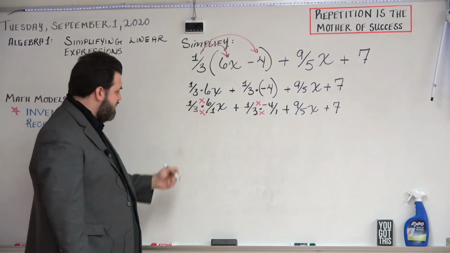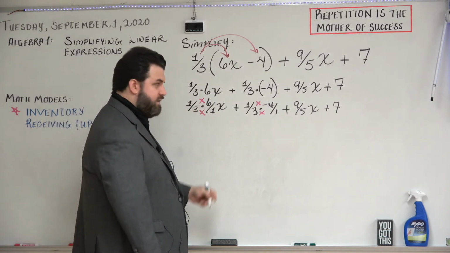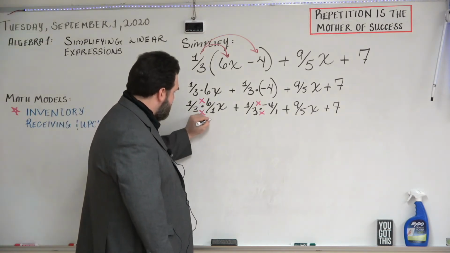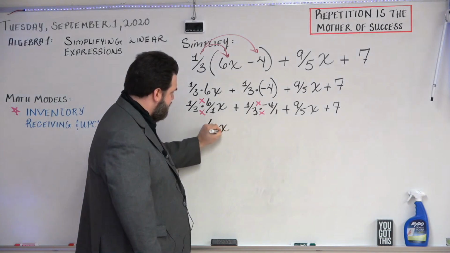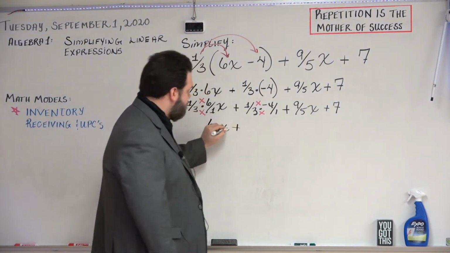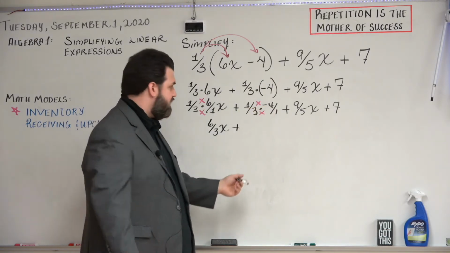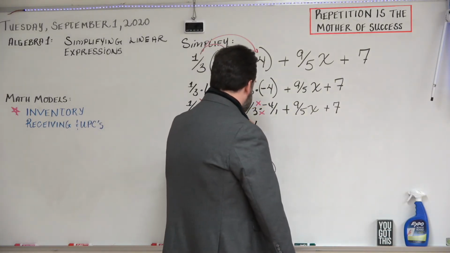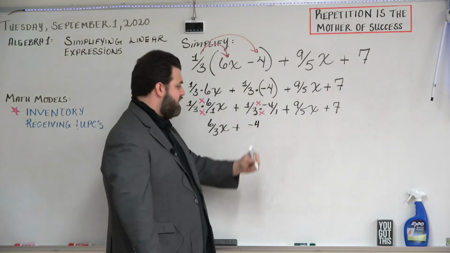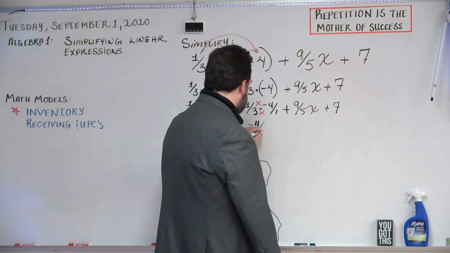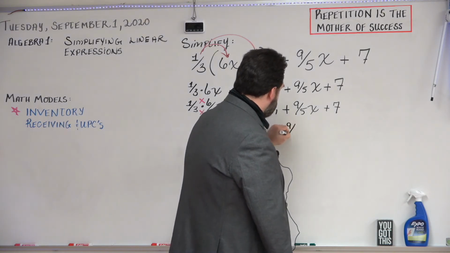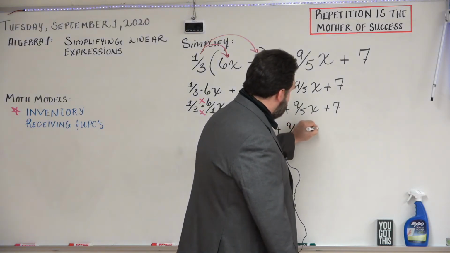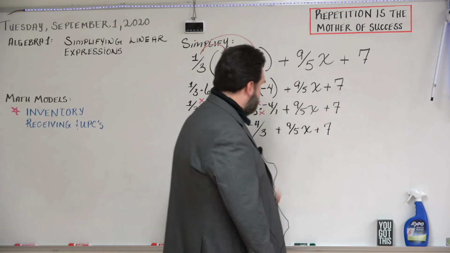One times 6 is 6. 3 times 1 is 3. So we have 6 over 3x plus 1 times -4 is -4. 3 times 1 is 3. So we have -4 over 3 plus 9 over 5x plus 7.